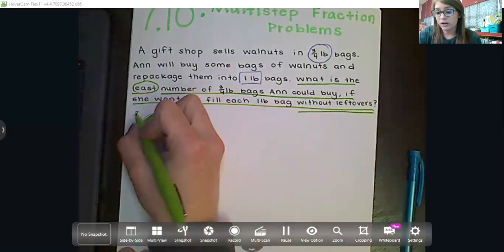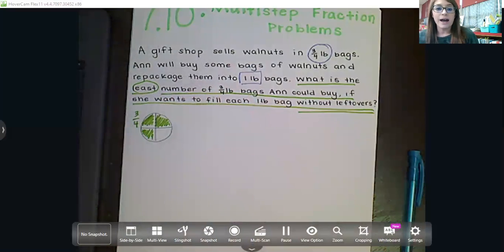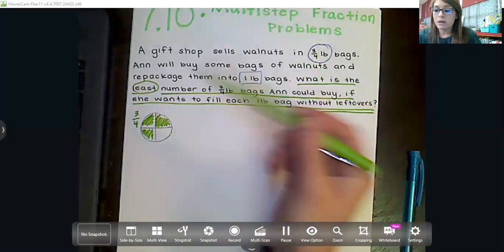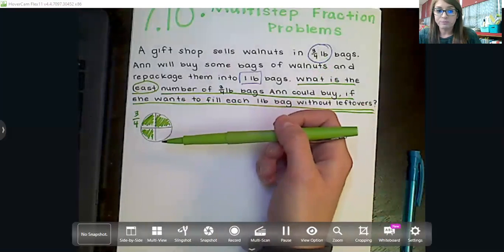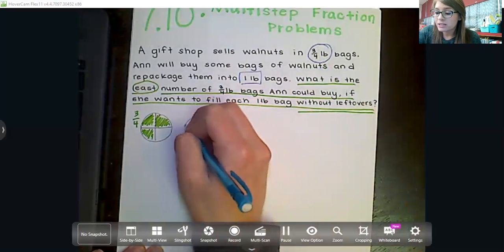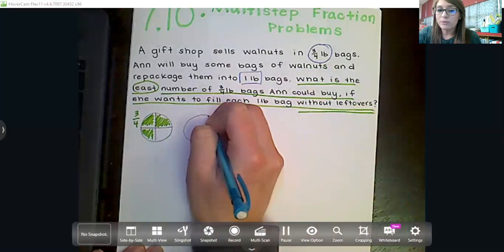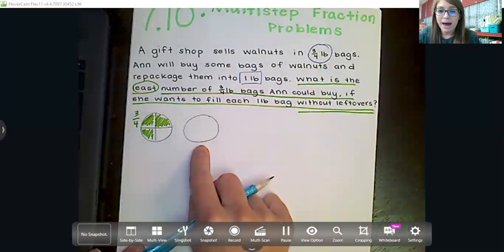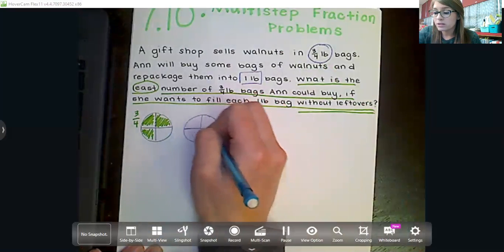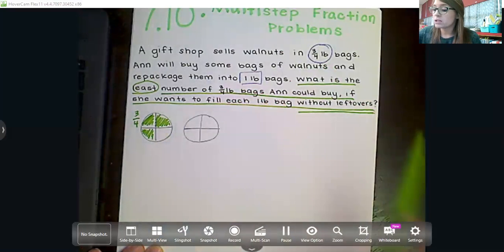This represents 3/4. Now, we know that she's going to have to buy at least 2 to even be able to fill this one up, right? So what I'm going to do is draw a second circle to represent buying another bag of the walnuts. I'm again going to break it into fourths. And here's what I'm going to do.